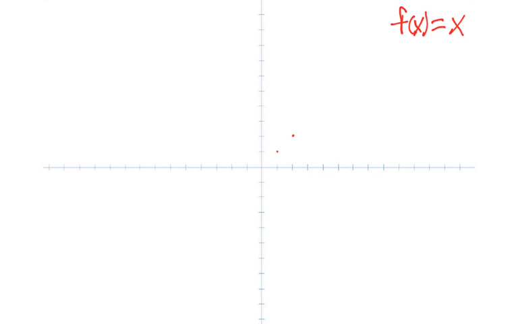And let's go back down to the origin. So the y-intercept and the x-intercept are at the origin. So let's go down 1, over 1. Okay, and then let's draw a line through these 3 points here. It's going to look roughly like this.